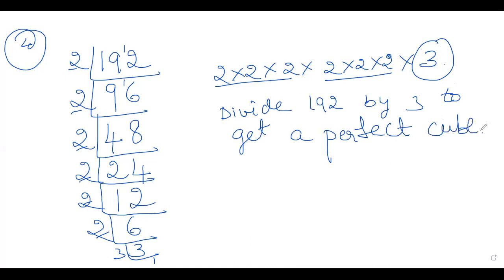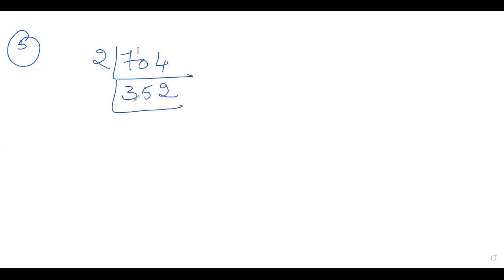Okay, children, I think all are getting. We'll go for the next one. 704. Do it fast. It is an even number, so divide it by 2. 2 threes are 6. Remainder is 1. 2 fives are 10. 2 twos are 4. Again by 2. We have 3 here.